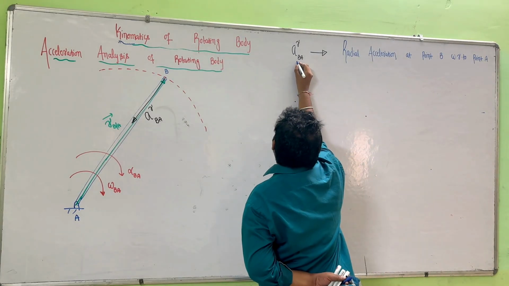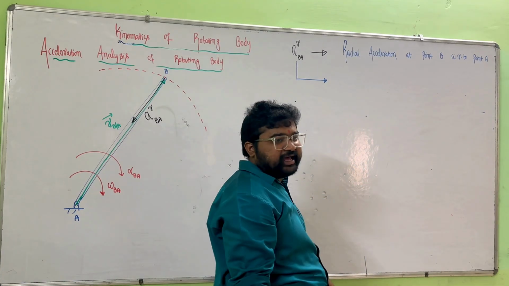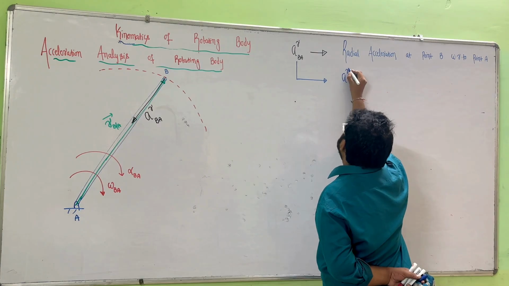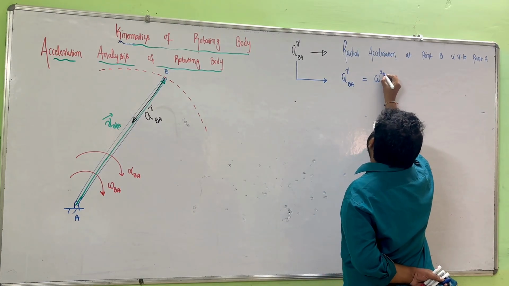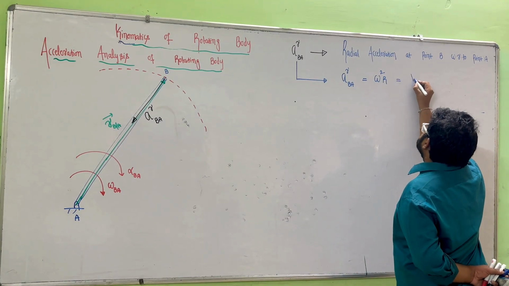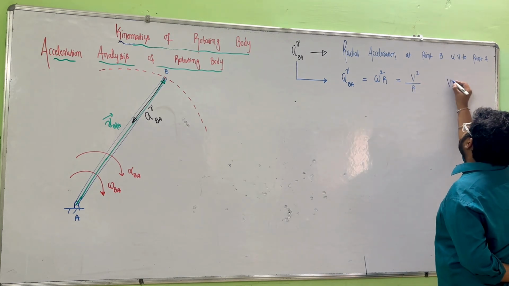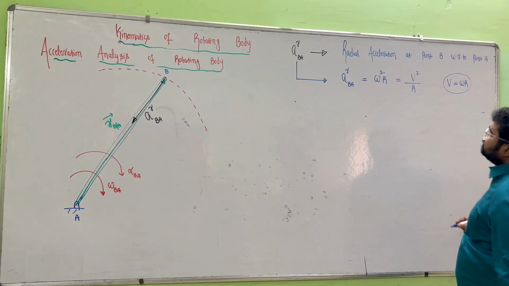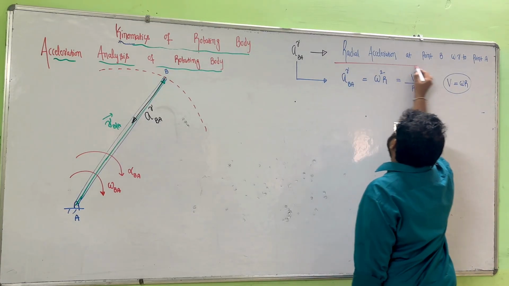So what is the magnitude and direction of it? I will derive this part. See here. What is the magnitude of radial acceleration? Omega square r. It can also be written as V square by R, where V equals omega r. Clear? This is the magnitude of radial acceleration.